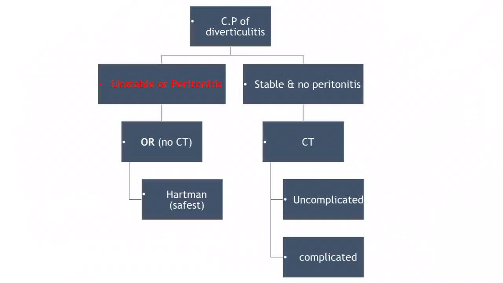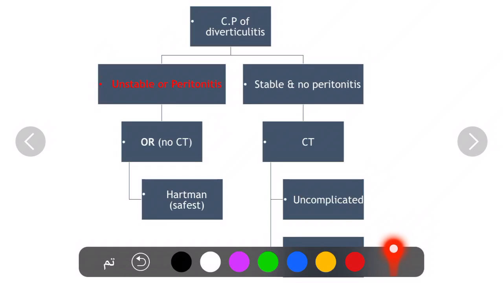Now, the clinical picture for diverticulitis, we can classify patients into those who are unstable or have peritonitis, and those who are stable and have no peritonitis. Of course, if the patient is unstable or has peritonitis, you take him directly to the OR without performing a CT, and the safest operation is Hartmann. So that is for those unstable or with peritonitis.